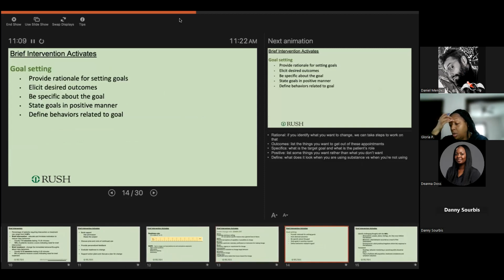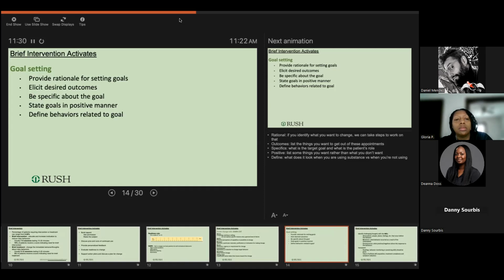And then we also have goal setting. You want to provide rationale for setting goals. If you identify what you want to change, we can take steps to work on that. They also elicit desired outcomes, so they'll list the things that they want to get out of their appointments when they're meeting with you.